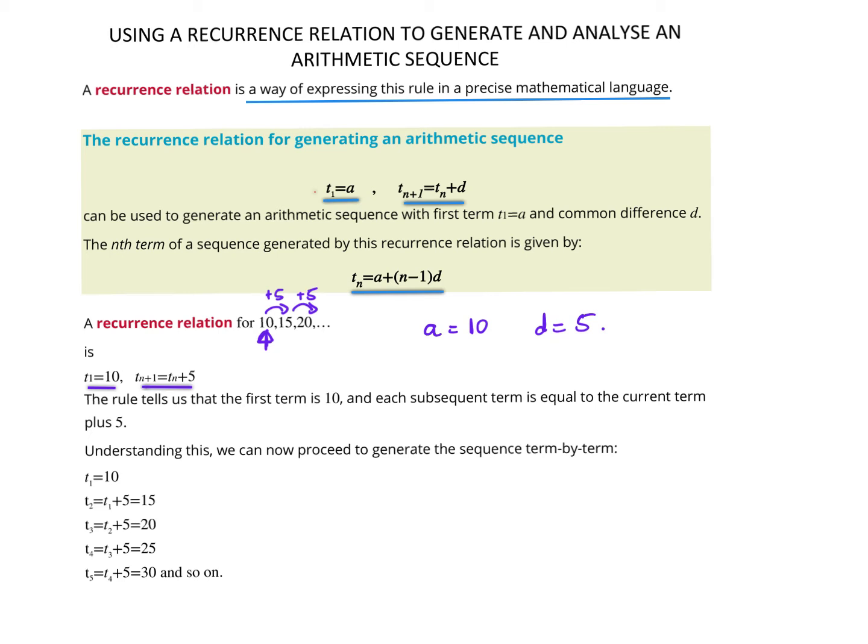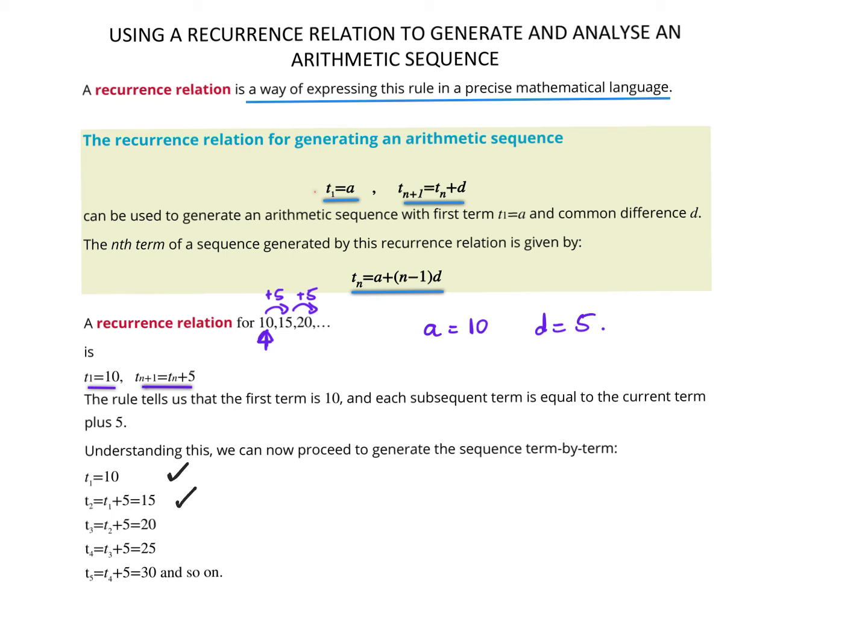What we want to see now is how it helps us to generate that sequence, term by term. So what we know first of all is that the first term, T1, is equal to 10. Now it's really important that when we're using our recurrence relation, we show all of this. We don't just write down what each of the terms equals. So T1 is equal to 10. T2 is equal to T1 plus 5. So we know that T1 is 10, so 10 plus 5 must be 15.